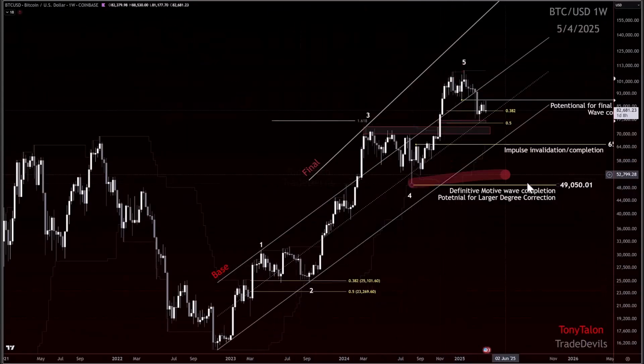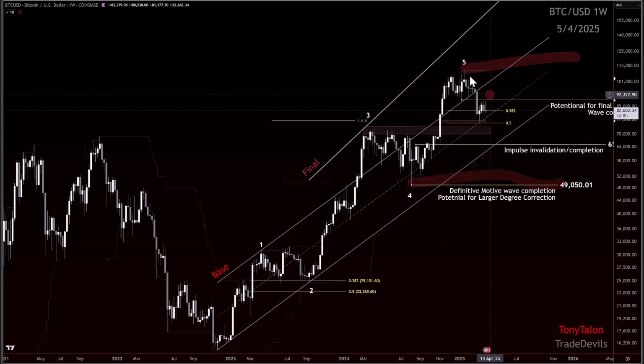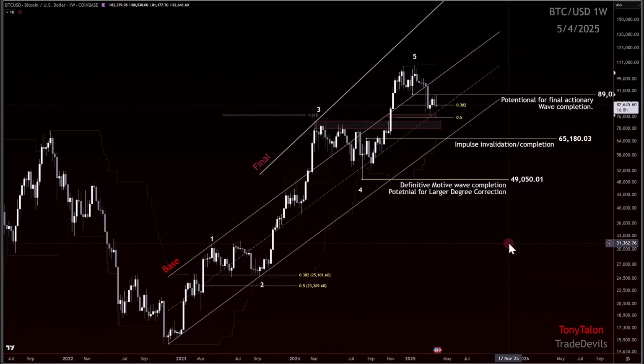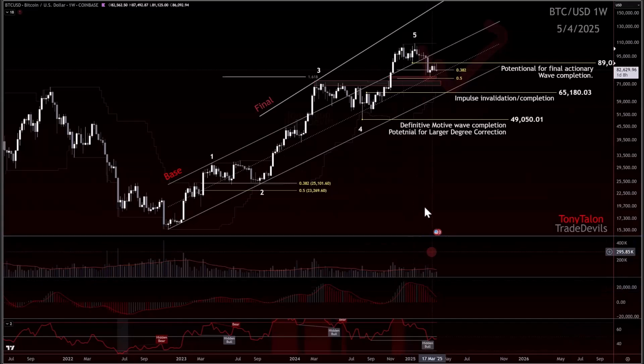We're still internal to this range, so it's not definitive that we're done here. Anything can happen, maybe the tariffs work out, whatever it may be. Maybe we're just correcting in this internal range here before we get the move up. That still is a possibility.